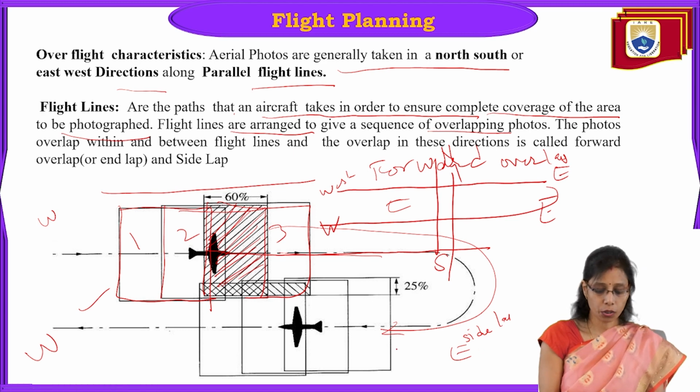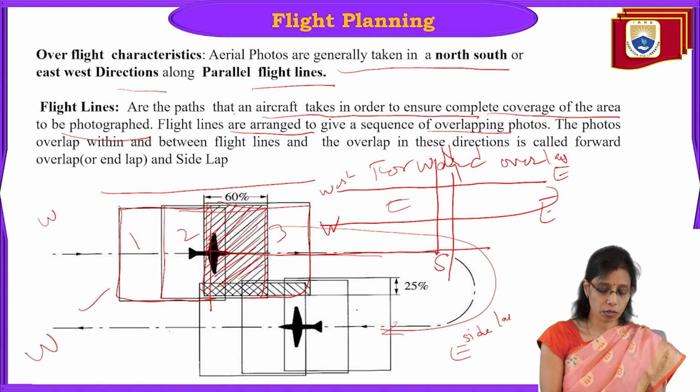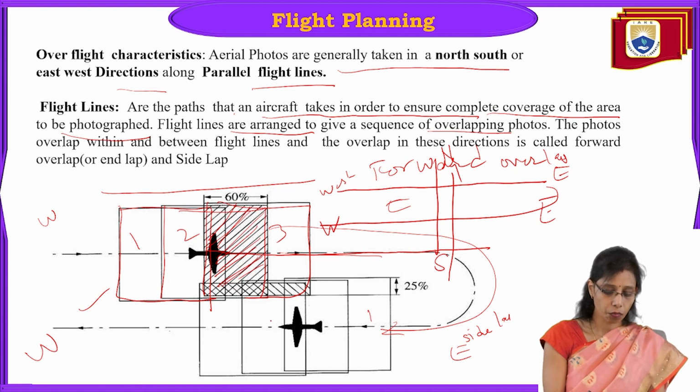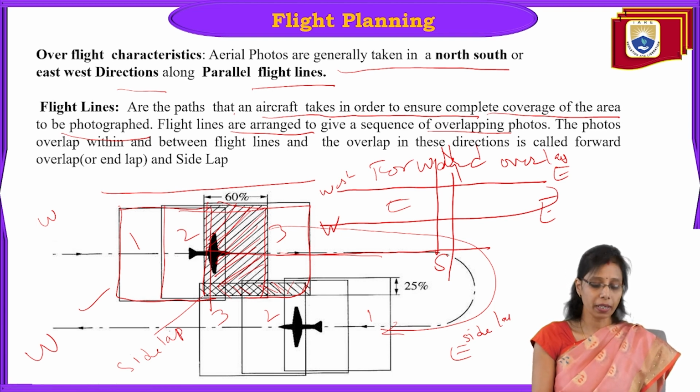When it goes from east to west, again it starts capturing the same type of photos, that is photo 1, photo 2, photo 3. Now if you see here, between these two flight lines we have a small overlap area. This is called side lap. So this is how the flight planning is given to a pilot to map an area.